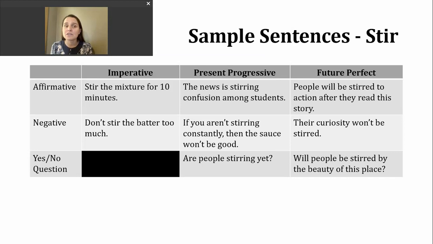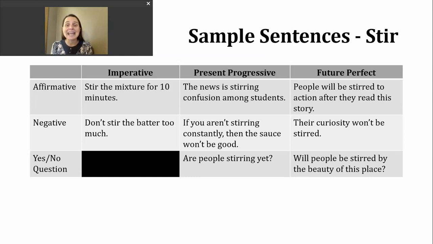Lastly, let's look at the future perfect. For this verb tense, we're going to make it by using will, be, and the participle form of the verb. Here's an example sentence. People will be stirred to action after they read this story.